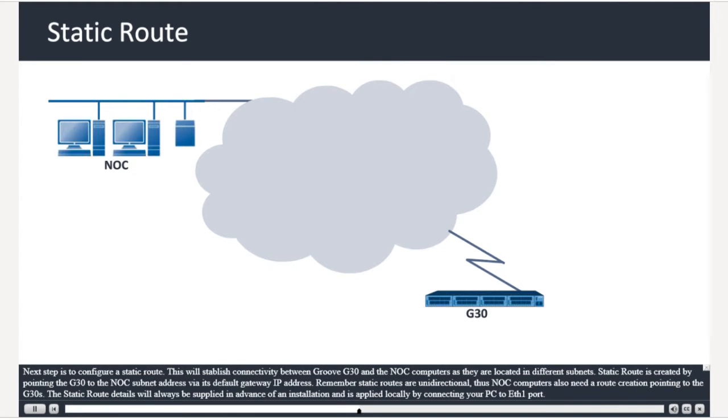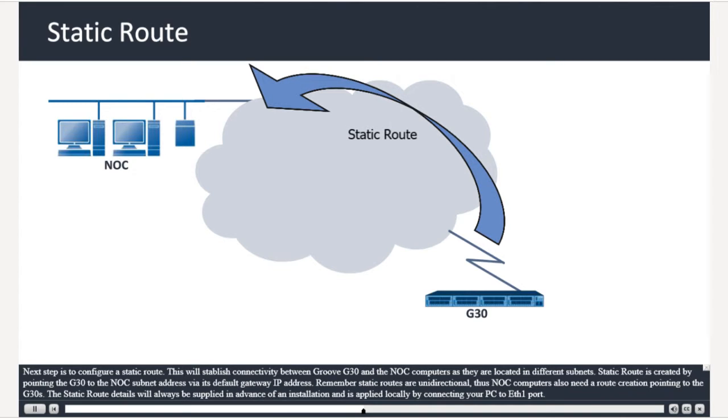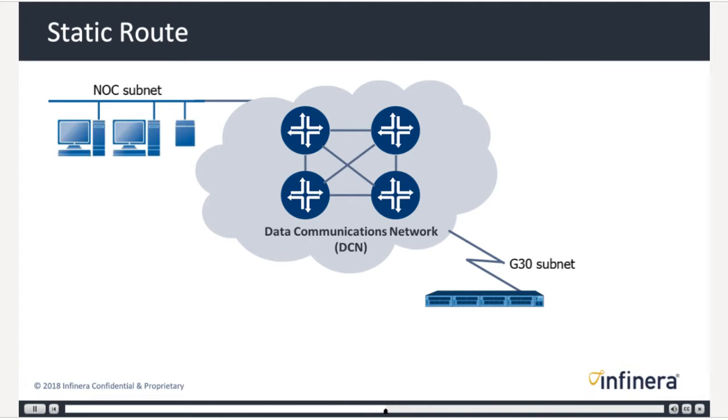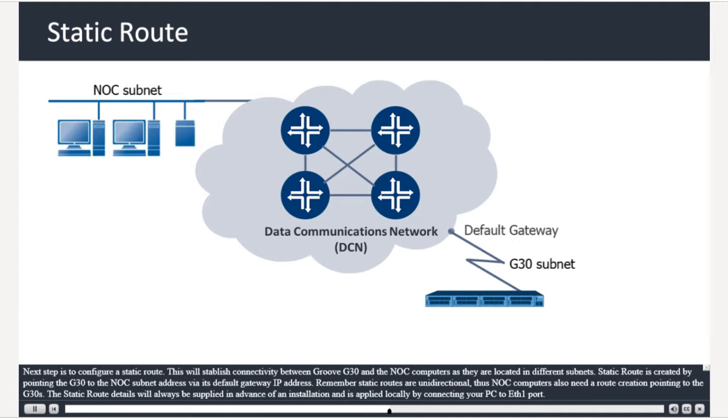Next step is to configure a static route. This will establish connectivity between Groove G30 and the NOC computers, as they are located in different subnets. Static route is created by pointing the G30 to the NOC subnet address via its default gateway IP address. Remember, static routes are unidirectional, thus NOC computers also need a route creation pointing to the G30s. The static route details will always be supplied in advance of installation and are applied locally by connecting your PC to ETH1 port.